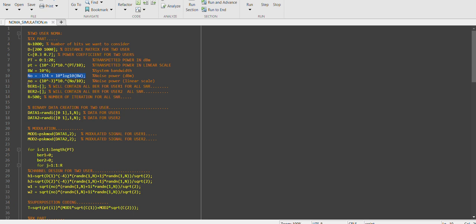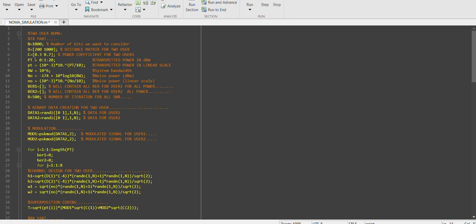After that we need blank matrices to store the bit rate of user 1 and user 2. That is why we have taken BR1 to contain the bit rate for user 1 and BR2 to contain the bit rate of user 2. Here BR1 contains all the bit rates for user 1 for all power, not SNR. It is power.